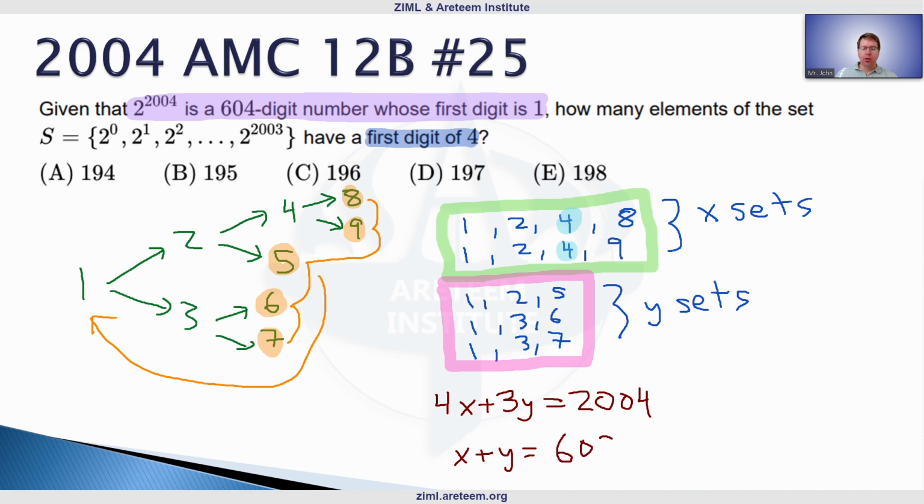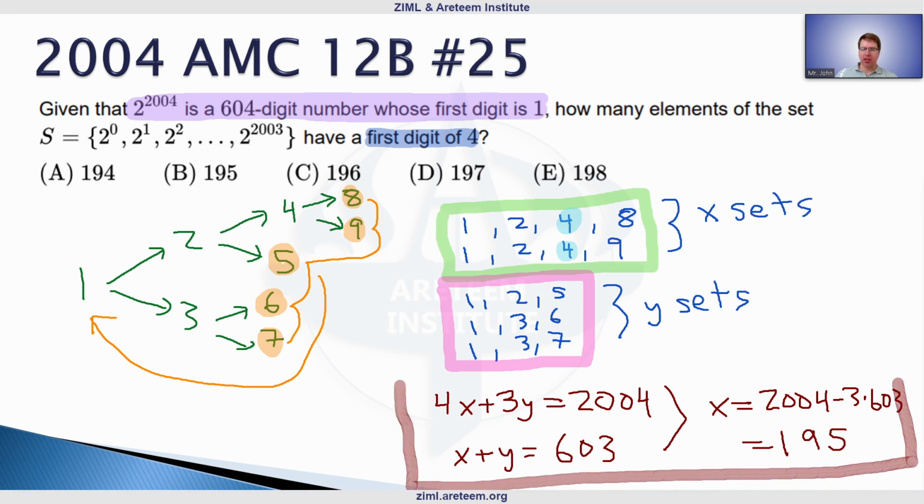So our 2004 numbers have to come in 603 sets there. And this, by magic then, well, really by solving this system, allows us to solve for X, right? So X is 2004 minus 3 times 603 if we're solving this system, and we get that X is 195.